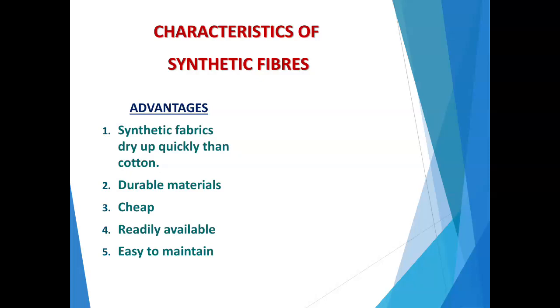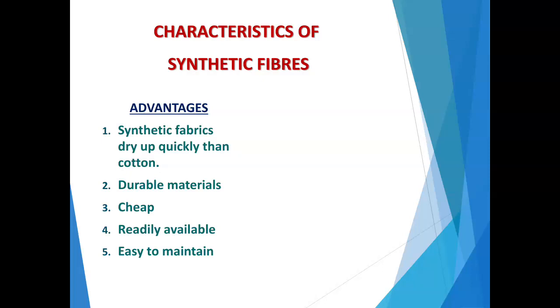The third advantage is that they are cheap or less expensive. For example, you might have observed that polyester cloths, it's a kind of synthetic fabric, right? They are available at lower prices than cotton cloths. So that is the third point. They are cheap or less expensive. The fourth point is that they are readily available materials. And the fifth point is that they are easy to maintain. So these are the advantages of synthetic fibers.